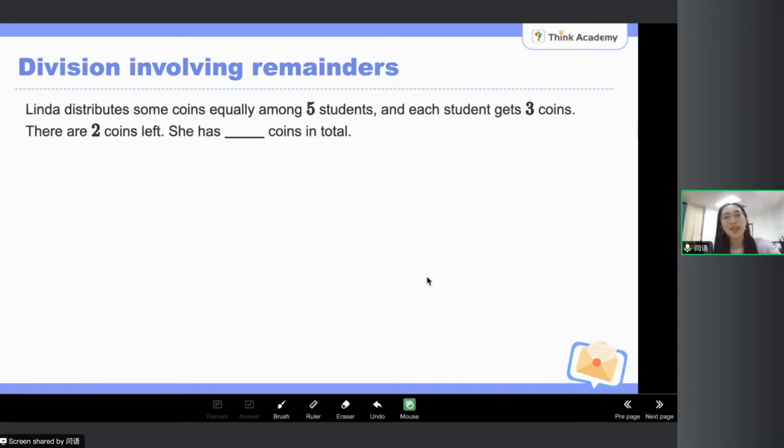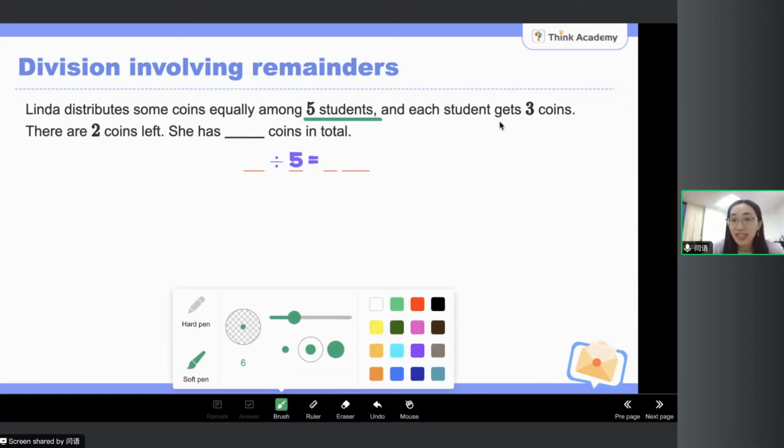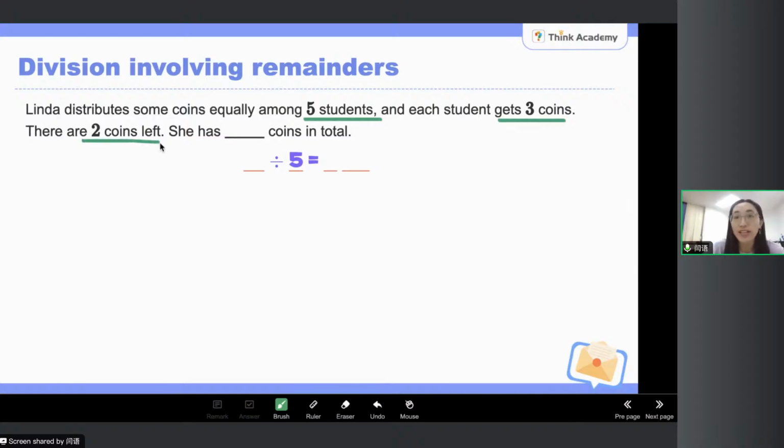Okay, yeah. So now let's move on to some example that is related to the application. Linda distributes some coins equally among 5 students, and each student gets 3 coins. There are 2 coins left. So how many coins does she have in total? Well, for this question, we are looking for the total, right? And then let's have a look, what can we get? Equally among 5 students. In other words, we can say that the divisor is 5. And then each student gets 3 coins. There are 2 coins left.